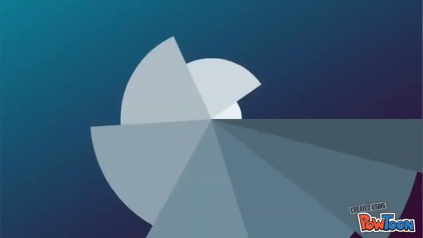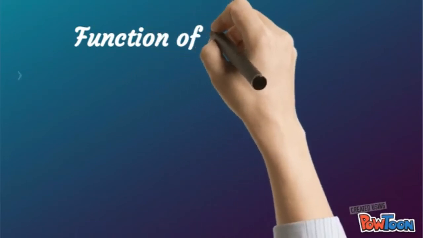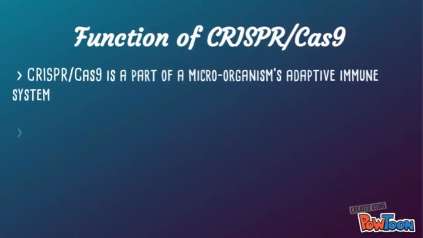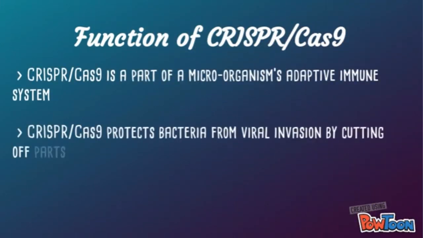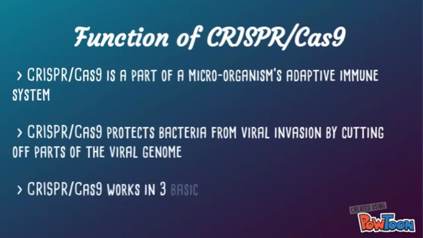What does CRISPR-Cas9 do? CRISPR-Cas9 is a part of a microorganism's adaptive immune system. It protects bacteria from viral invasion by cutting off part of the viral genome. It basically works in 3 steps.